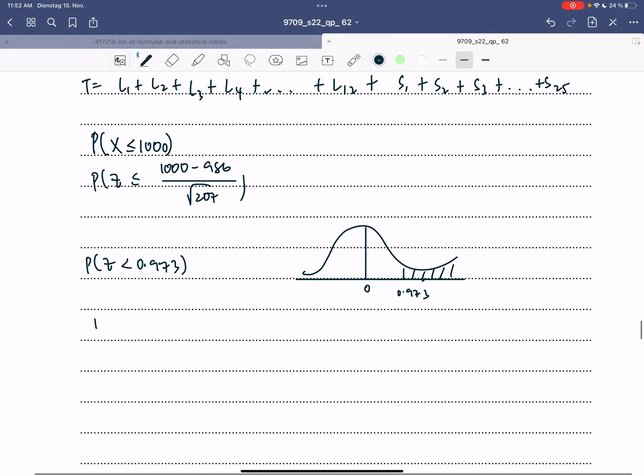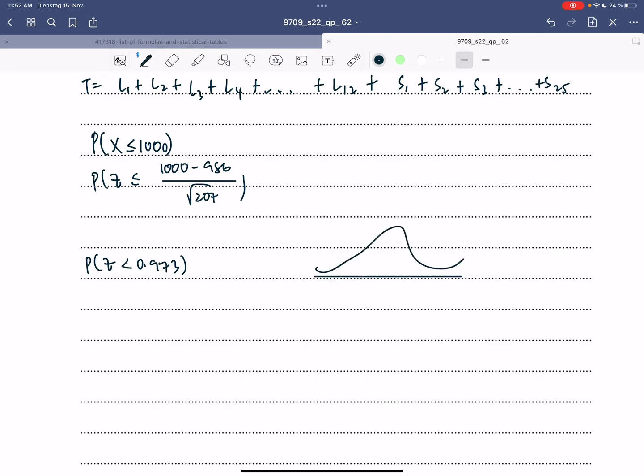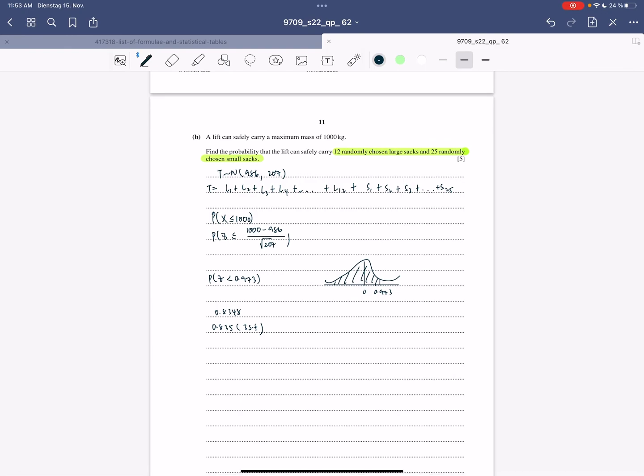So sorry, I made a mistake. My previous diagram was erroneous. It is less than, right. 0.973. So in this case, no need for 1 minus anything, just direct 0.8348. Okay. So done with this question.